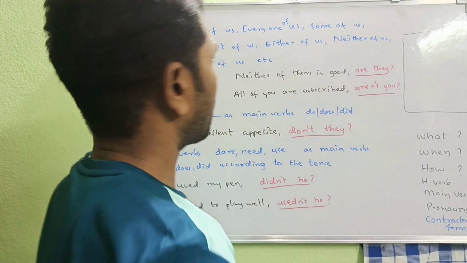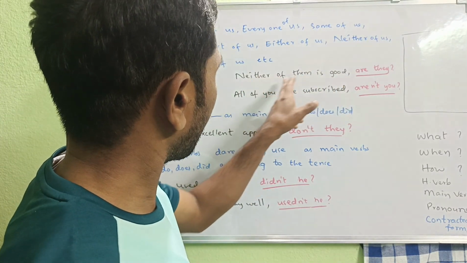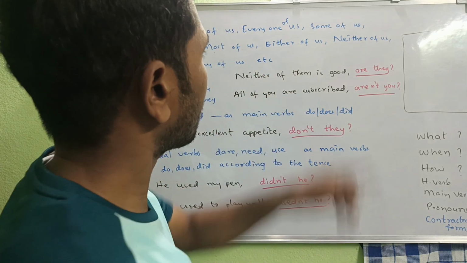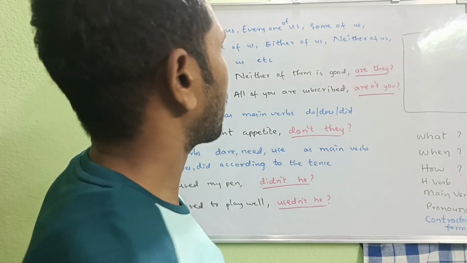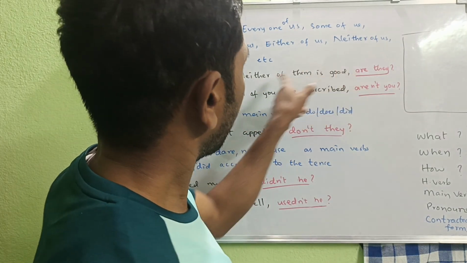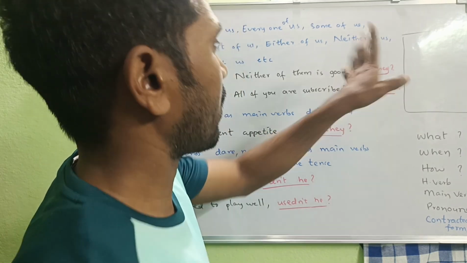Neither of them is good. Here is an example: neither of them is good. After neither, we have to use a singular verb. Neither of them is good. Here the pronoun used should be they. That is why we have to use are they.